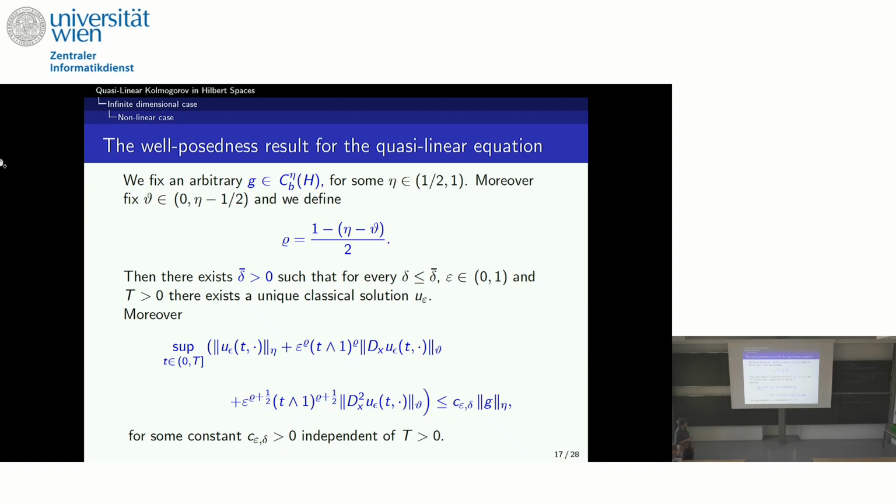So what we could prove is that if you take an initial datum that is Hölder continuous, with a certain regularity, a big order exponent, and then you need to fix a theta that stays a little far from eta, and then you introduce a rho that is the following quantity that stays between 0 and 1 fourth. Then you can find a delta bar such that for each delta less or equal to delta bar, each epsilon, and each t, there exists a unique classical solution. Moreover, this classical solution has the following regularity. You get the same regularity of the initial datum for the solution, and then you have an integrable blow-up for the first derivative, and an integrable blow-up in the space C theta also for the second derivative. Okay. And this constant here, and this is really important, doesn't depend on t.